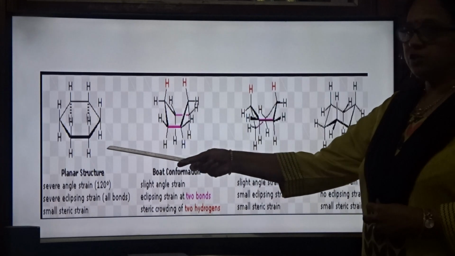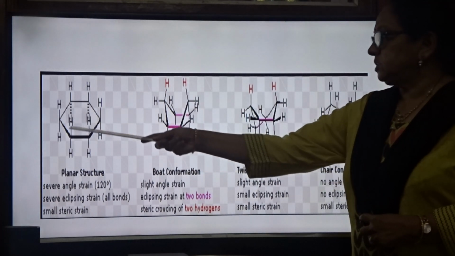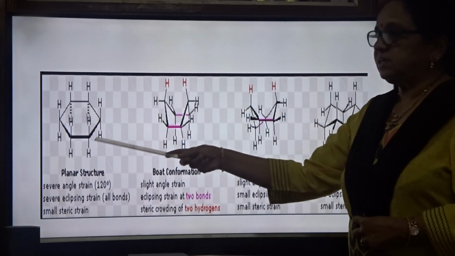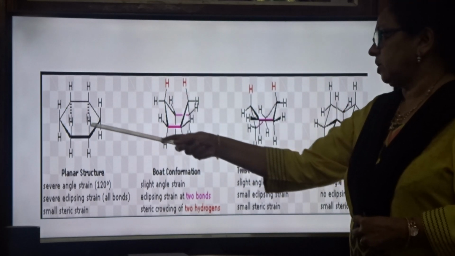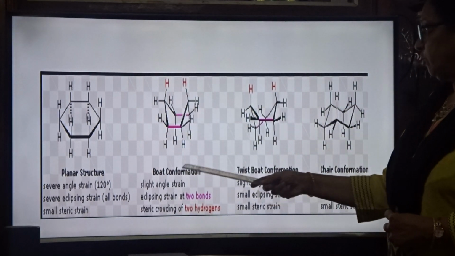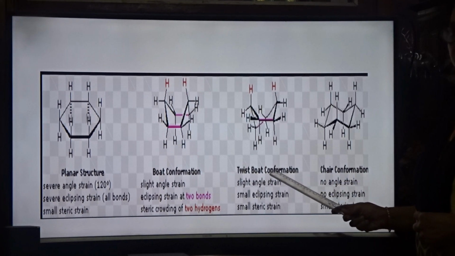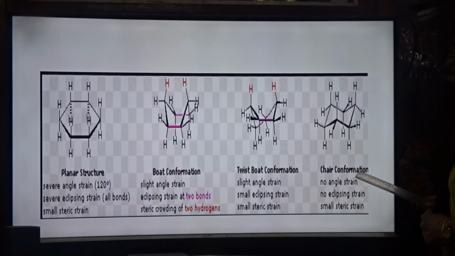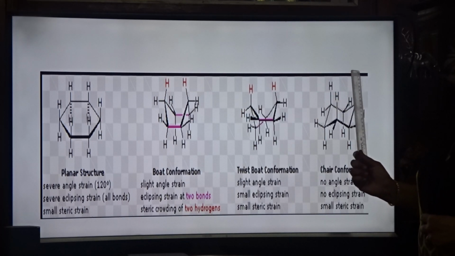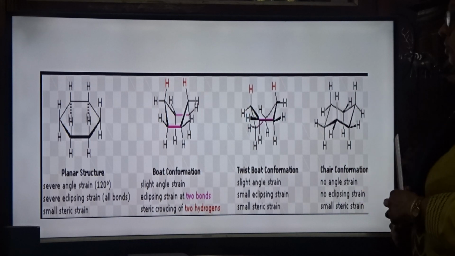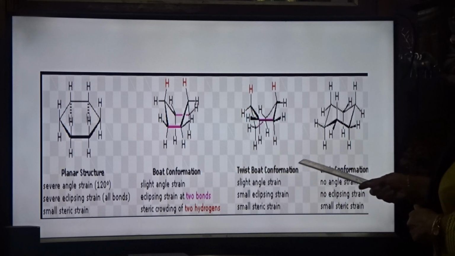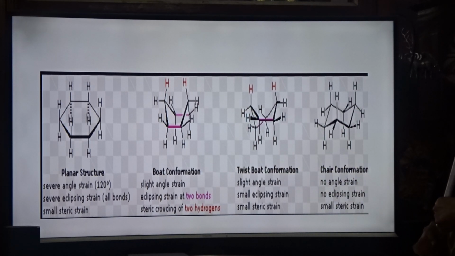So in the planar structure of cyclohexane, we see C6H12 in hexagonal shape, with 6 carbons and 12 hydrogens. Then the boat form of cyclohexane. This is the twist boat form, one more form of cyclohexane, and this is the chair conformation of cyclohexane. On each carbon there are 2 hydrogens, one axial and one equatorial. These are the 4 ways we can write the structure of cyclohexane.